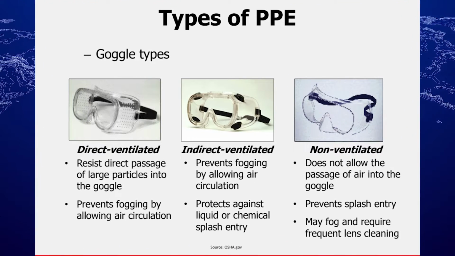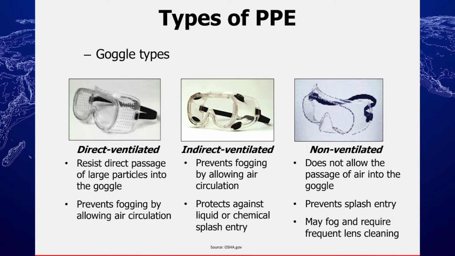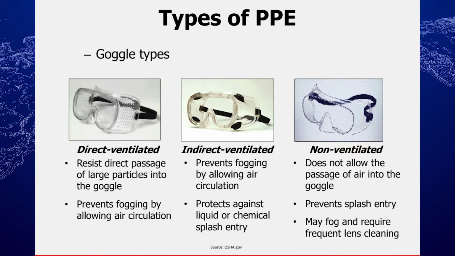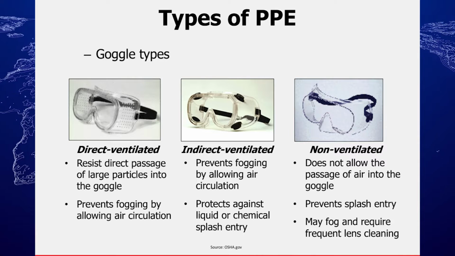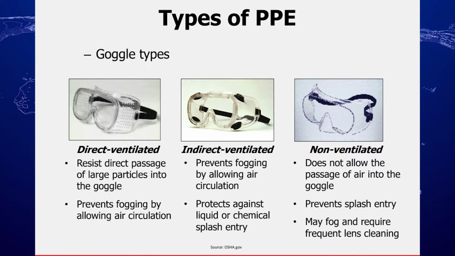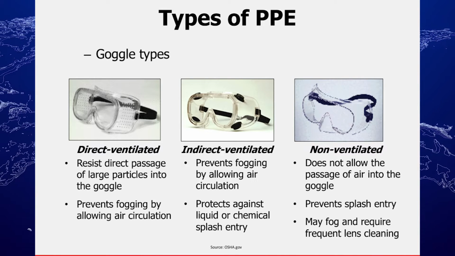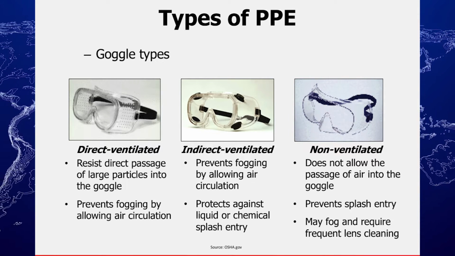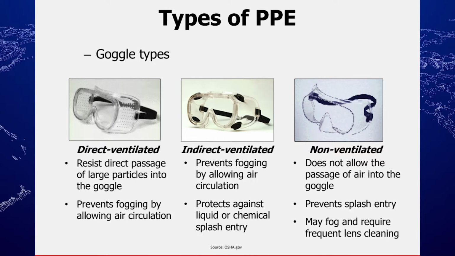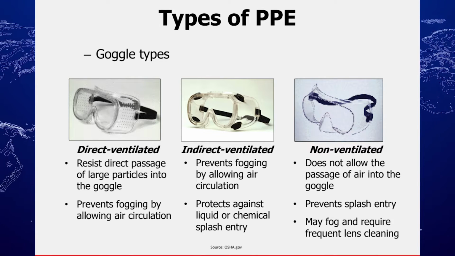Direct ventilated resists direct passage of large particles into the goggle. It prevents fogging by allowing air circulation. Indirect ventilated. Indirect ventilated goggles prevent fogging by allowing air circulation. It protects against liquid or chemical splash entry.